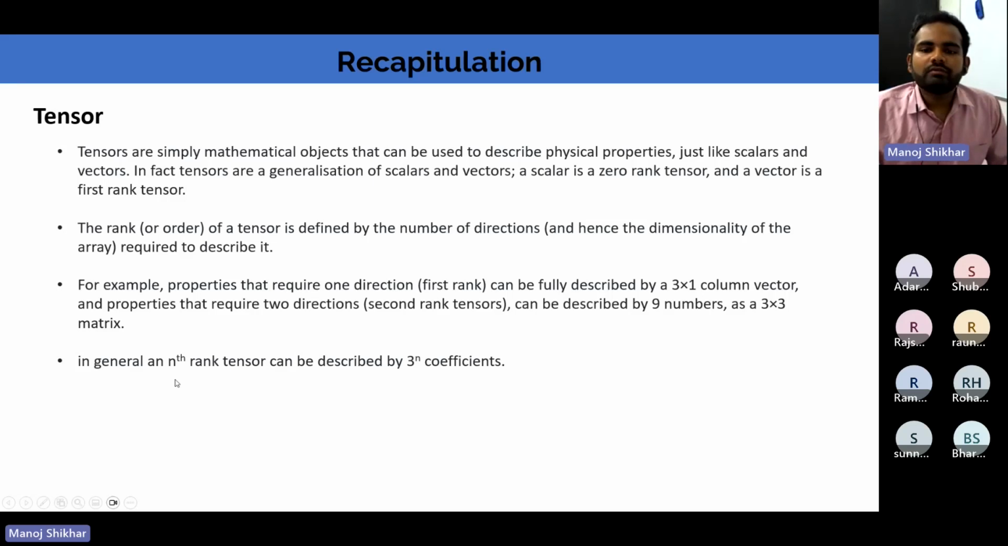One important formula to remember is that for an nth rank tensor, we have a total of 3 to the power n coefficients. So for example, if I have a 4th order tensor, I will have a total of 3 to the power 4, that is 81 coefficients in its matrix representation.